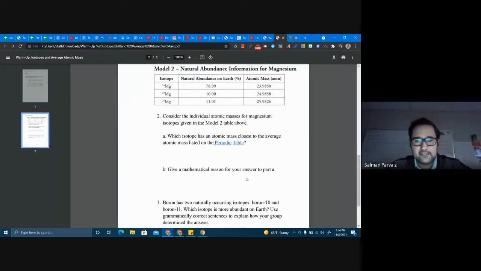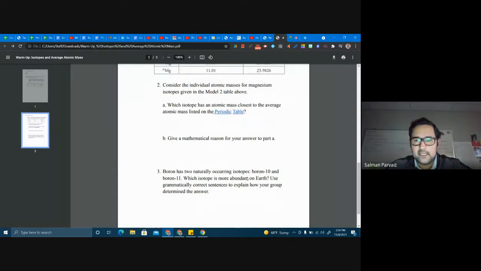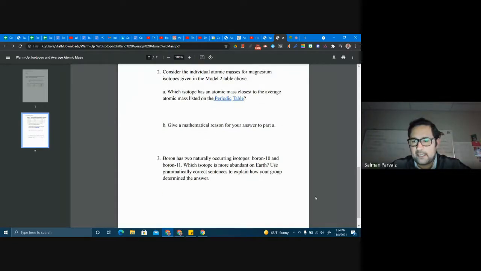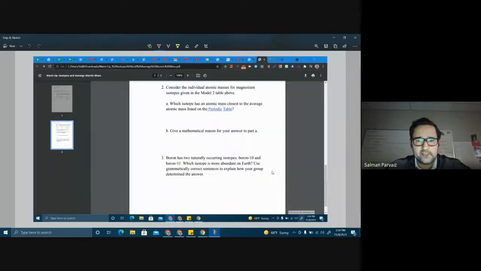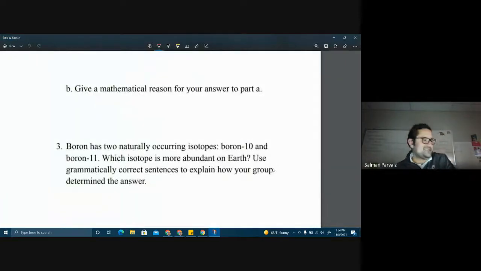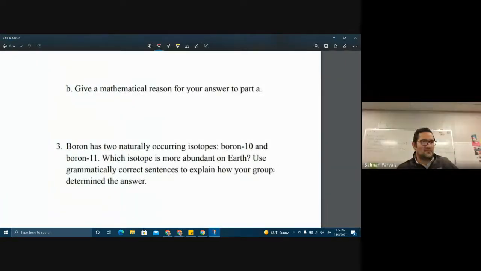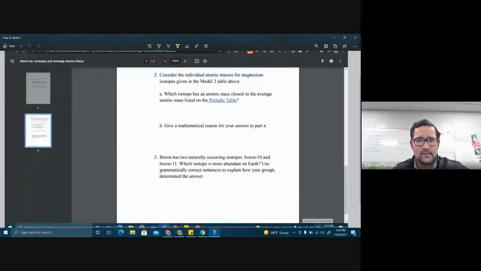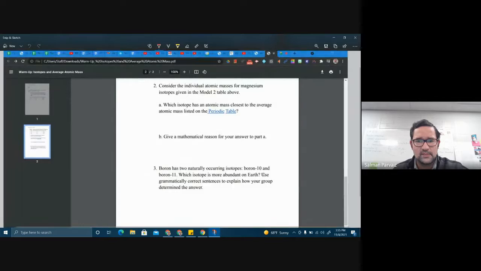And give a mathematical reason for your part A. And the mathematical reason is simply if you put in the equation, and my light just turned off in my classroom. Give me 1 second. I'm going to trigger the sensor for it to turn back on. There it goes. So when they ask you for a mathematical reason, you can put in the percentages, and you can come up with a mathematical reason by showing.